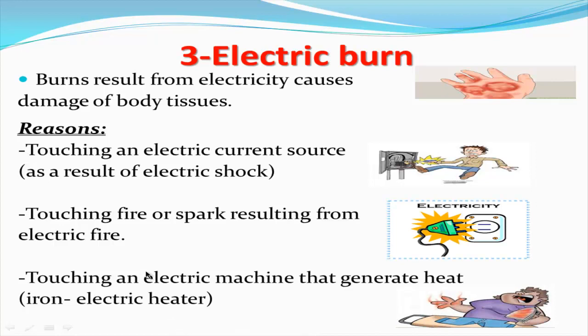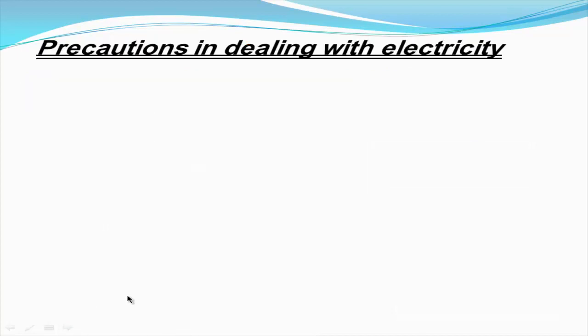Again, what are the reasons for electric burn occurring? Number 1, touching an electric current source as a result of electric shock. Touching a fire spark resulting from electric fire. Touching directly an electric machine that generates heat, such as an electric iron and electric heater.